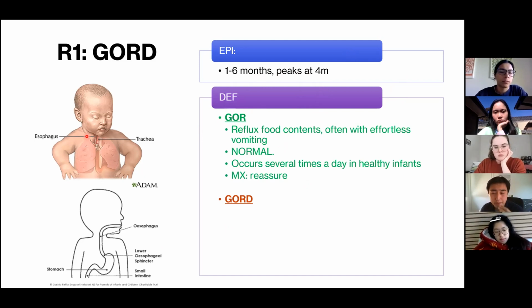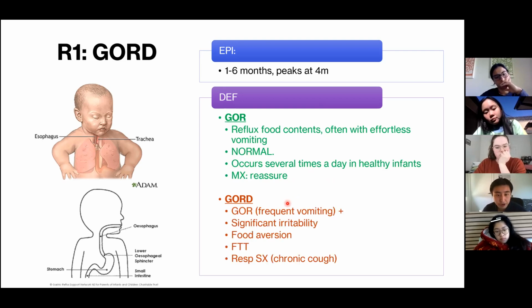And also, combined with the fact that they are lying down all the time and they're eating a liquid diet, they are much more likely to vomit. And for normal children, this occurs several times a day. The management for GOR is just to reassure the mother. In contrast, GORD is the symptoms of GOR plus more concerning signs.